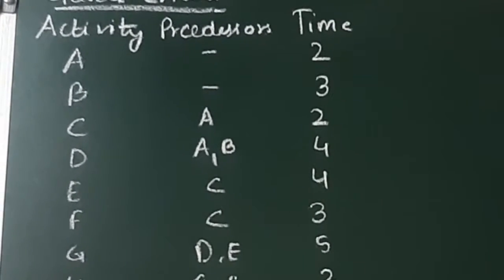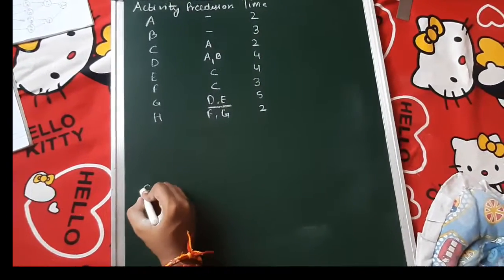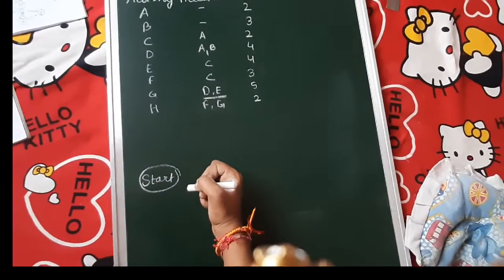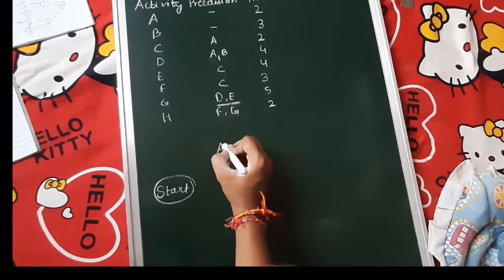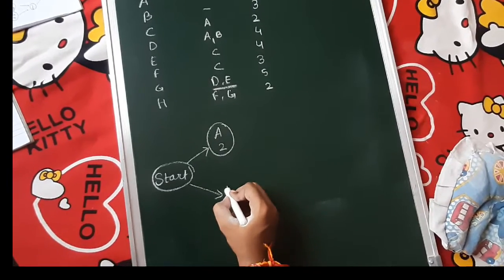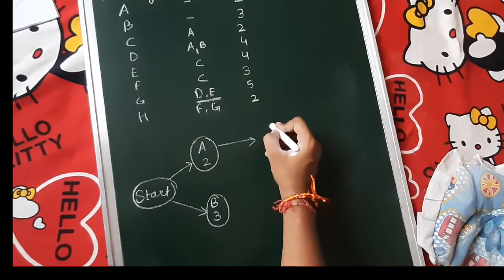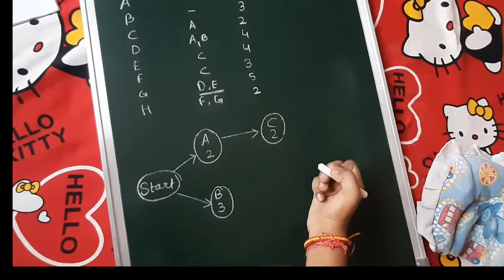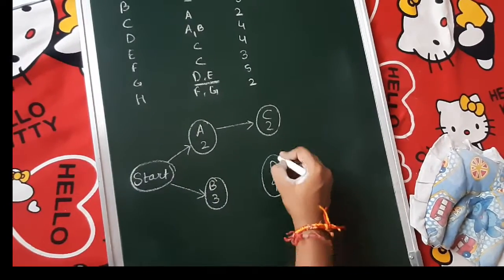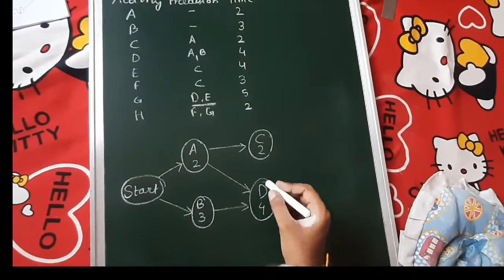So first, as here no method is mentioned, we will go with activity on node method. A detailed method of how to make these network has been explained in the earlier video. Kindly refer to it.